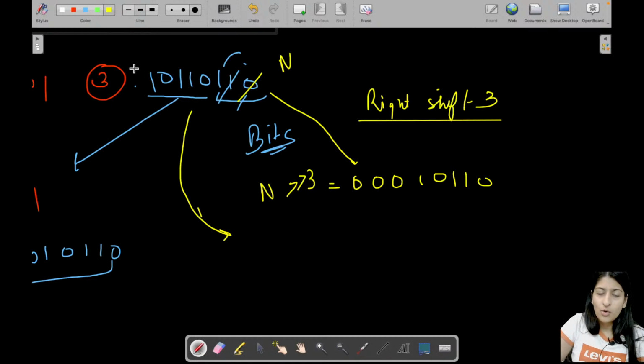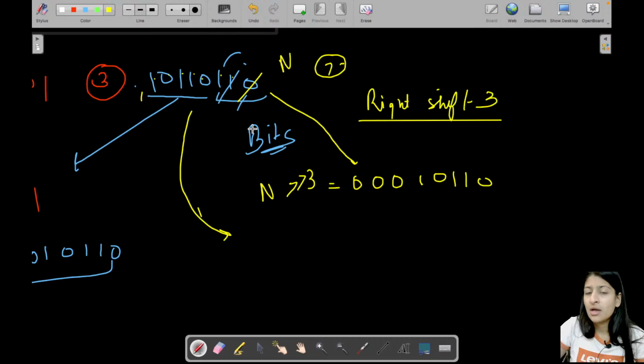Now tell me one thing, how many bits were there in this number? 1 2 3 4 5 6 7 8. 8 bits were there in this number. How many bits are left? What are the remaining bits when you shifted it? You basically took the 3 bits and wanted to get rid of them, so you did a right shift. So this is the number that you found. Now the number of bits that are left in this n will be how many bits? N is 8. So 8 minus 3, 5. There are total 5 bits left now.